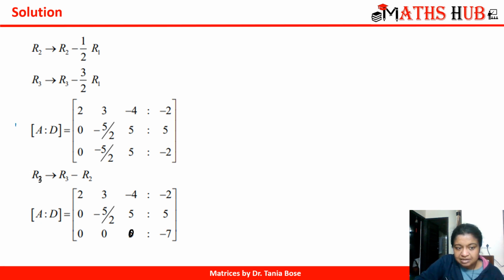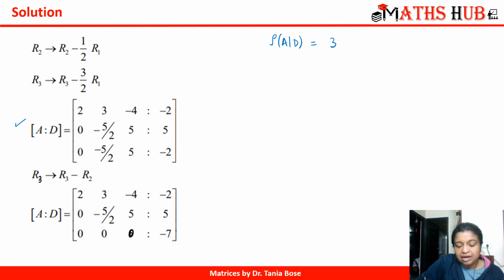By this time you should be in a situation to convert the matrix, right? Finally we can subtract these two rows: R3 is R3 minus R2, and we finally get 0, 0, 0, minus 7 as the bottom row. At this stage you can see that this matrix has been converted into row echelon form. If I check the rank of A augmented D, for the entire matrix there are 3 non-zero rows. So the rank of A augmented D is 3.